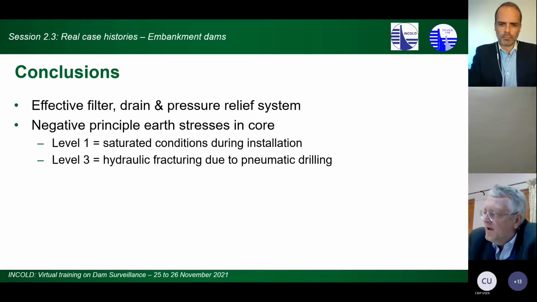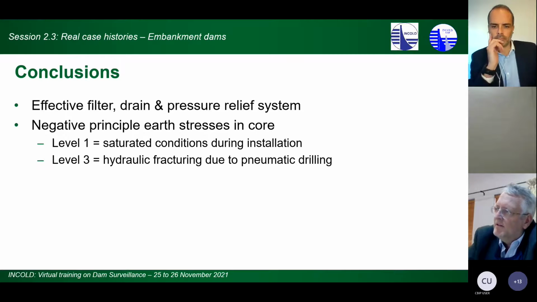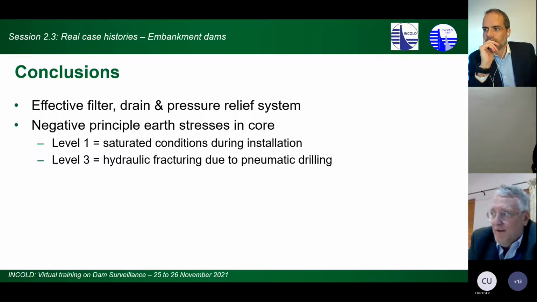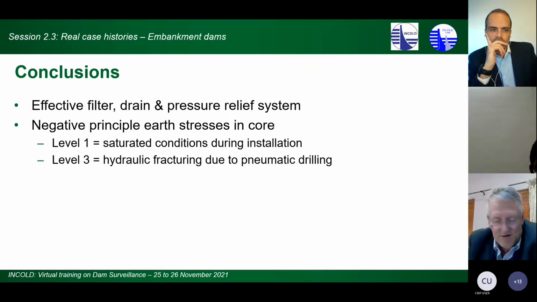I was working for the consultant that was the designer as a young man during that time, and we figured out that the negative principal stress is a result of pneumatic drilling that the contractor did. For some other reason, the contractor decided to go and do some pneumatic drilling there. So please, I know it's the industry standard that you must not do any pneumatic drilling in an earthfill embankment.